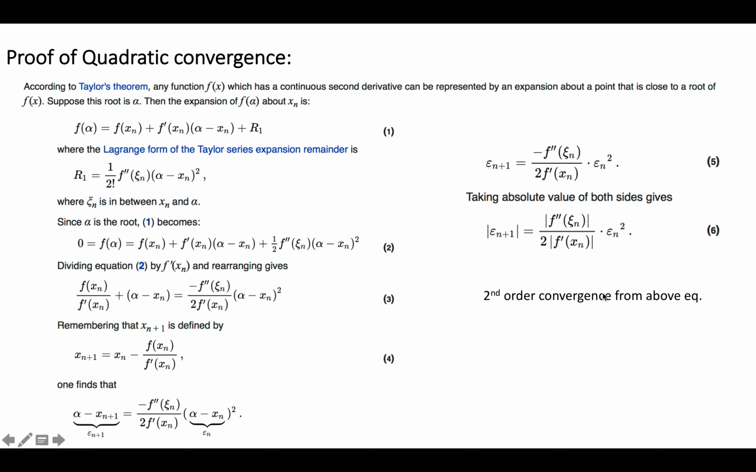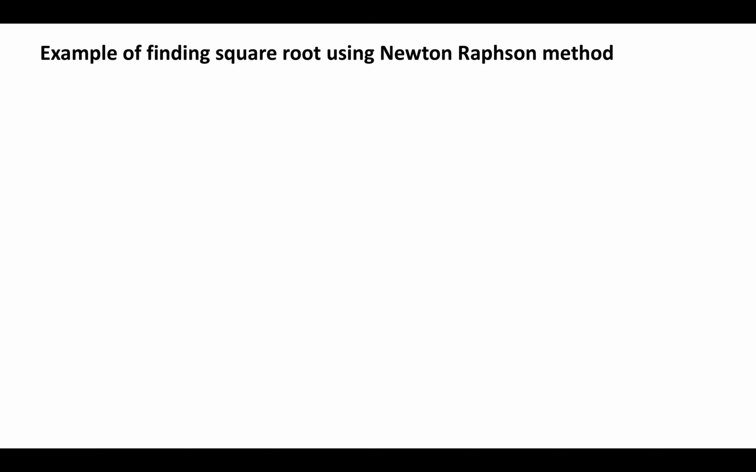Okay. So now let us consider an example of finding the square root of any number, say a, using the Newton-Raphson method.